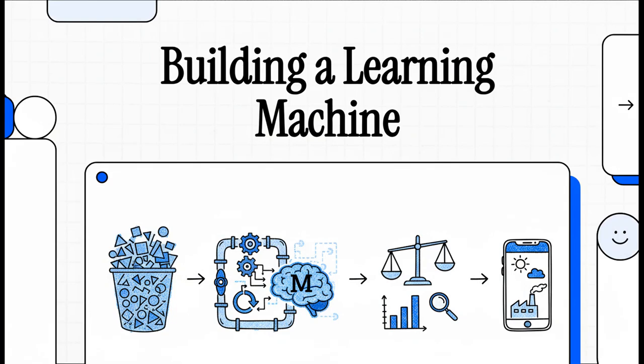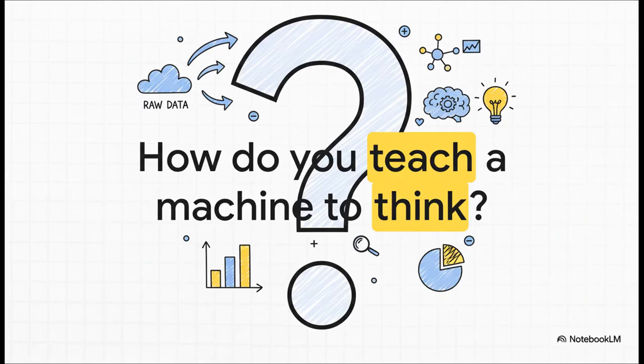All right, today we're going to do something really cool. We're going to build a learning machine, right, from the ground up. We're talking about going from just a huge pile of messy, raw data all the way to a smart model that can actually predict things. So the big question is, where do you even start? It really all boils down to this one question.